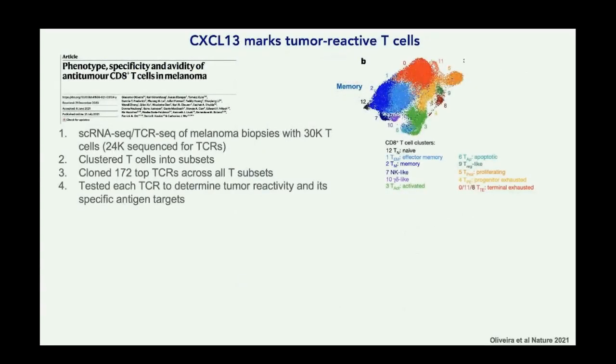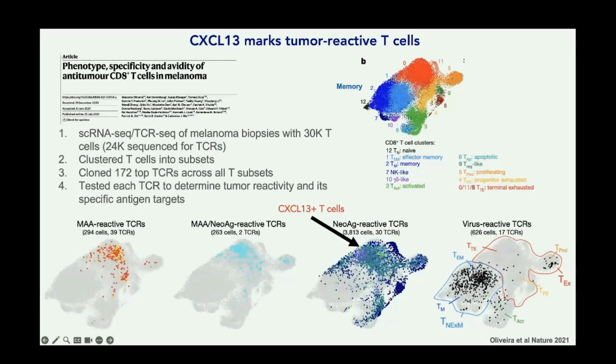Well, in a study we published with Kathy Wu a couple of years ago, by sequencing T cell receptors in melanoma biopsies, we sequenced many TCRs. We clustered them into subsets across the single cell RNA-seq. You can see different subtypes of cells: memory cells, activated cells, proliferating T cells. We cloned the 172 top TCRs across all these T cell subsets. Those were clonal expansion, and tested whether these TCRs are tumor reactive or reactive to other antigens such as viruses.